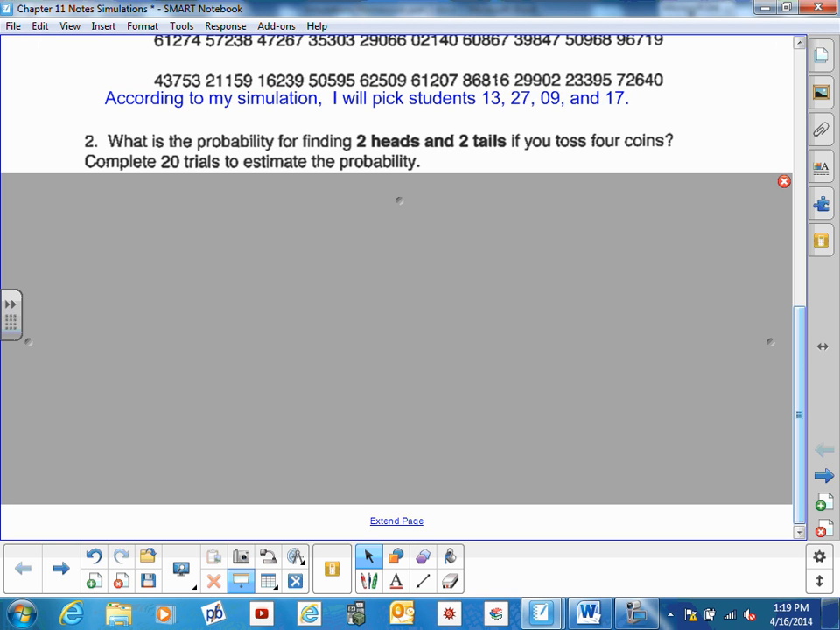Number 2 says, what is the probability of finding 2 heads and 2 tails if you toss 4 coins? Okay. Yes, you could. Yep, you decide. You think through it, and you decide what you think is going to be most easily representative of what you're doing in this problem. Yep. So we're going to be doing 20 trials to estimate this probability.